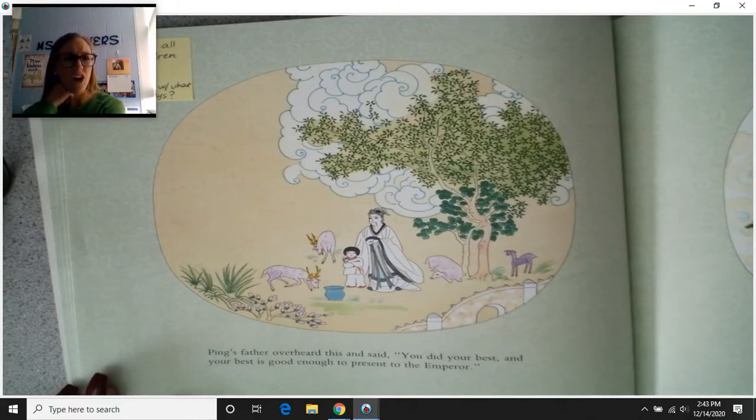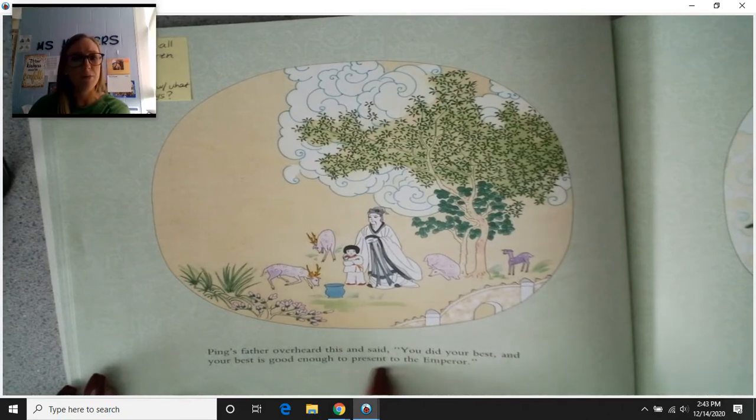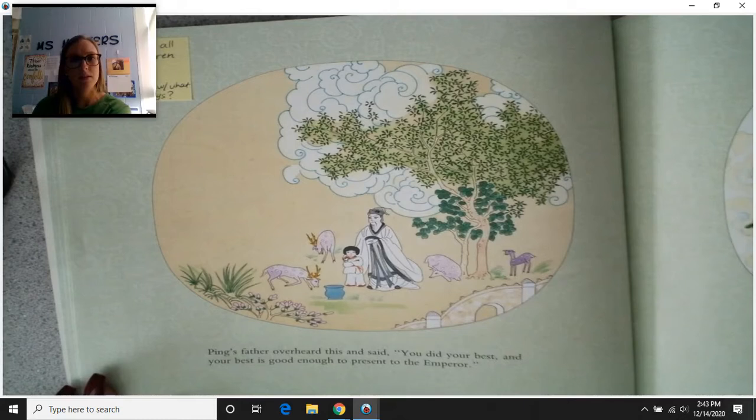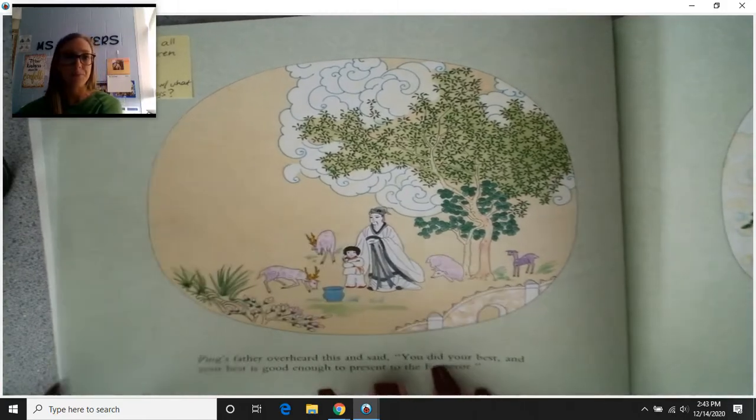So I wonder why all the other children have beautiful flowers that have grown from their seeds, but Ping has nothing. Do you agree with what Ping's father says? Let me read that again. His father says, "You did your best, and your best is good enough to present to the emperor." Do you agree with his father that he did his best and that his best is good enough? Let's see.